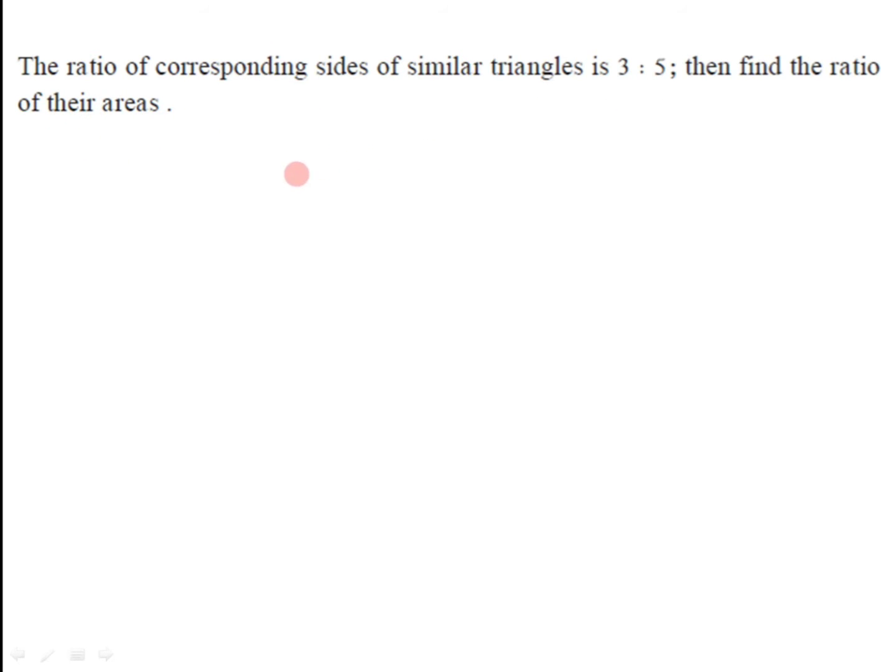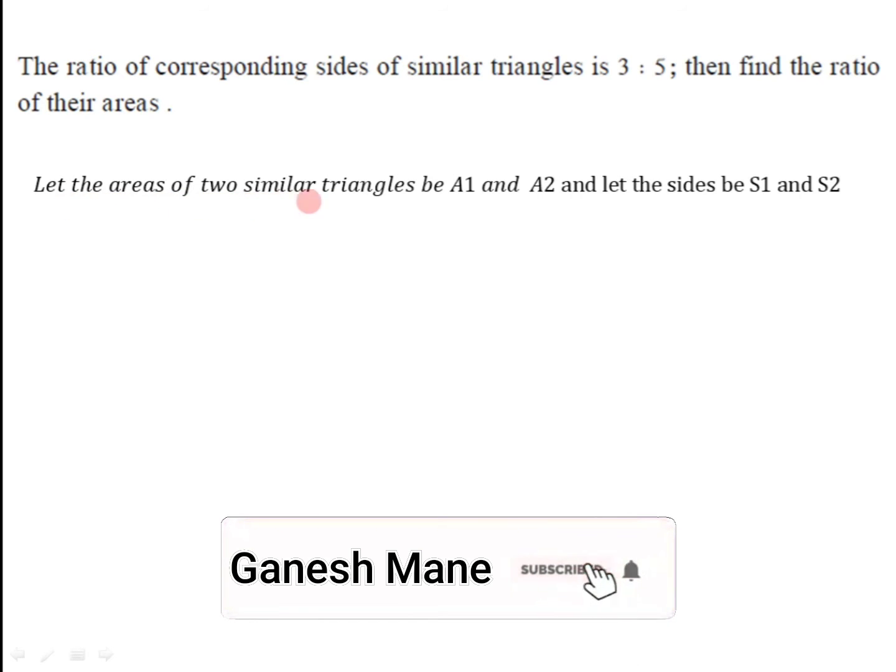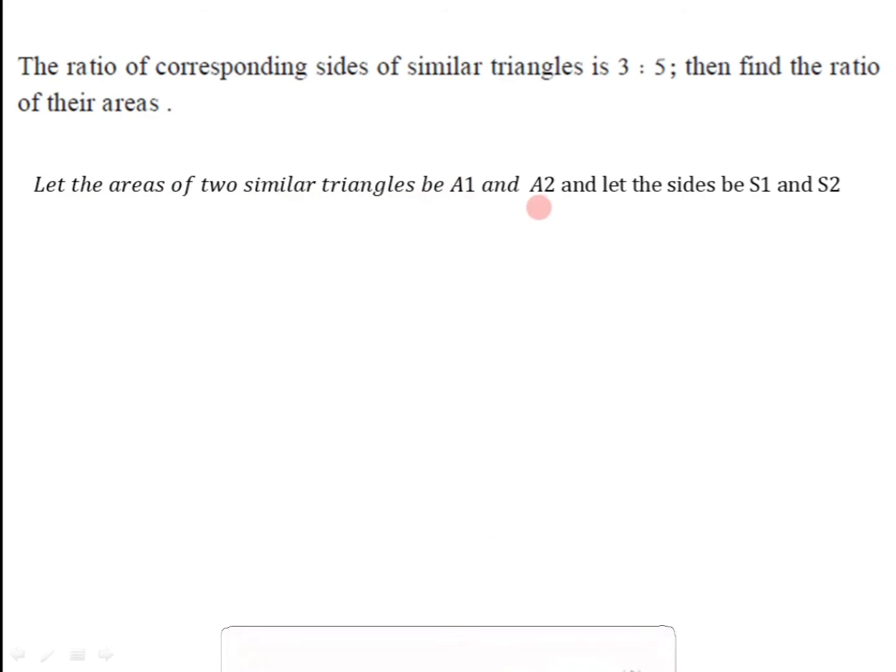First of all, let us use variables for areas of those two triangles and their corresponding sides. So let the areas of two similar triangles be A1 and A2 and let the corresponding sides be S1 and S2. As these two triangles are similar, the ratio of the corresponding sides is given to be 3:5. So here we have S1 is to S2 is equal to 3:5, as S1 and S2 are the corresponding sides of similar triangles.